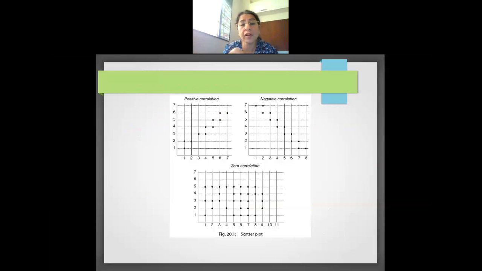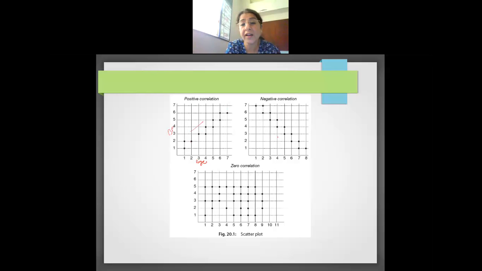So if you scatter plot the data, for example, if this is age and this is blood pressure, the relationship between age and blood pressure, you can see these points. This is a scatter plot between age and blood pressure. So age is increasing, blood pressure is also increasing. So this is a positive correlation.